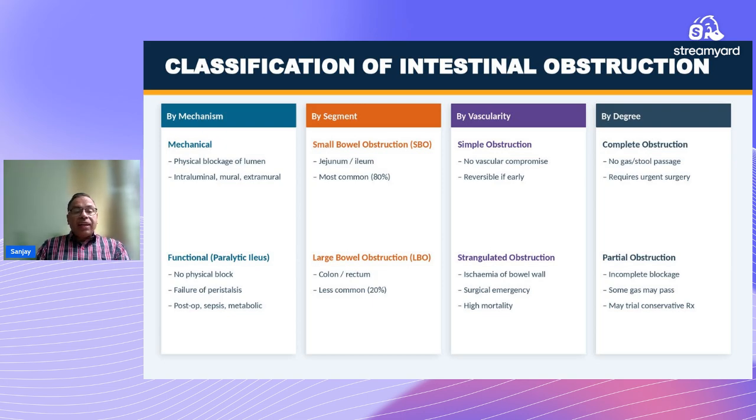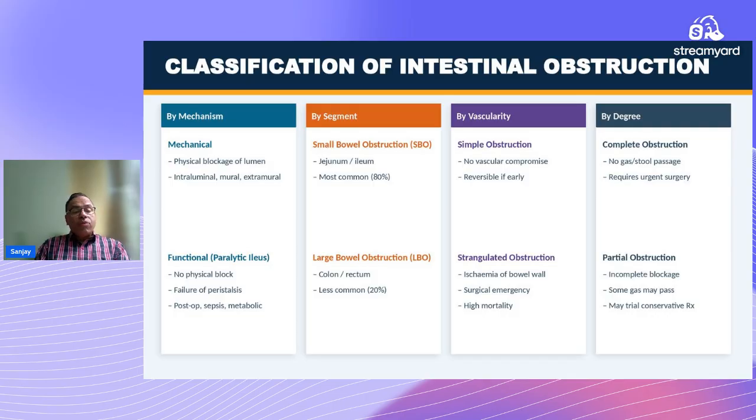The mechanical is because there is a physical obstruction of the lumen or the wall of the gut, and this physical obstruction could be intraluminal, it could be mural, that means within the gut wall, or it could be extramural, that means it could be outside the bowel wall. So, this is classically a mechanical obstruction which is fairly commonly seen as compared to the other variant, which is a functional obstruction, which we also call paralytic ileus.